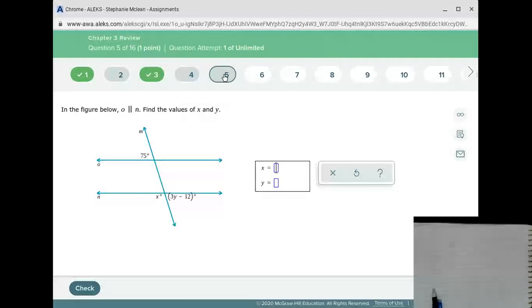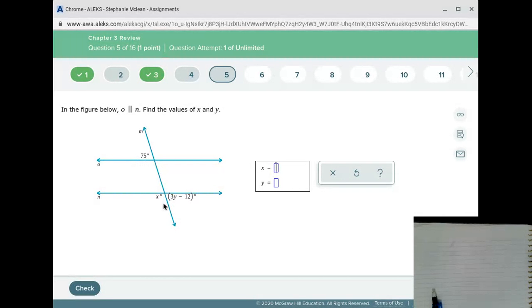Number 5. In the figure below, O and N, these two lines, are parallel to each other. It says find the values of X and Y. I'm going to go with X first. Actually, you could go with either one of these, but I'm going to go with X first, because if I take line O and lie it on top of line N, I know that 75 is going to lie right here. And I know that this angle plus X gives me 180 degrees.